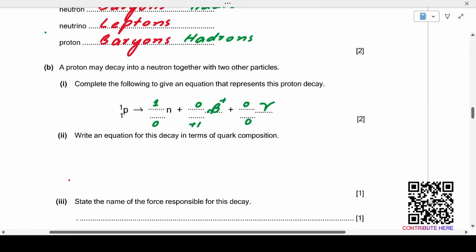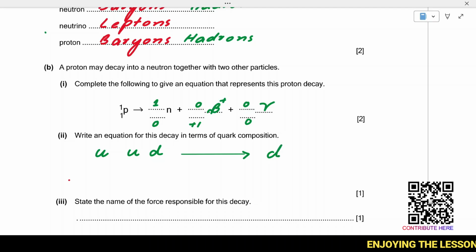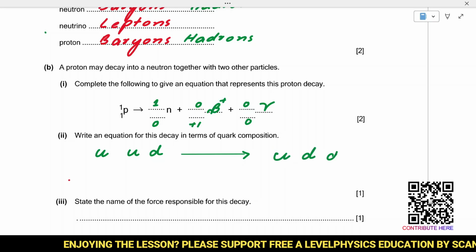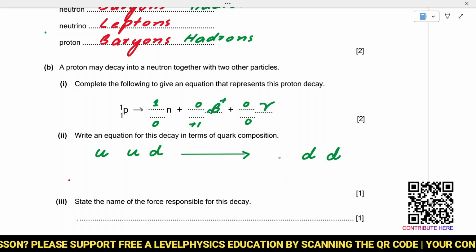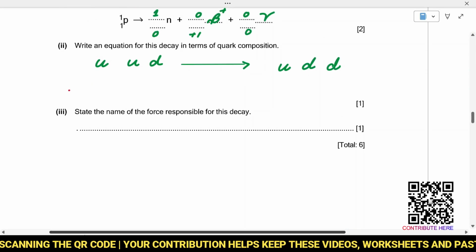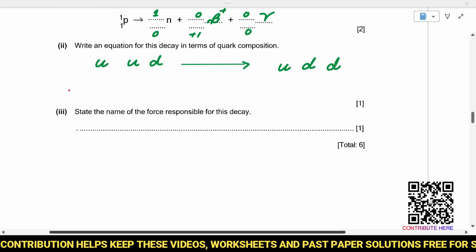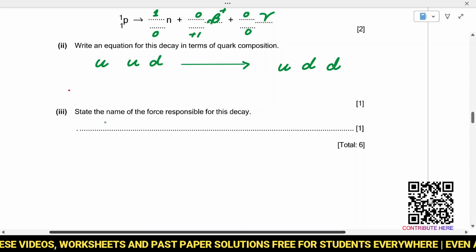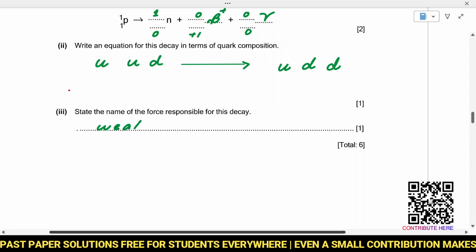Write the equation for this decay in terms of quark composition. Okay, sure. Up, down converted into up, down, down. So one of the ups was converted into down. State the name of the force responsible for this. Weak nuclear force.